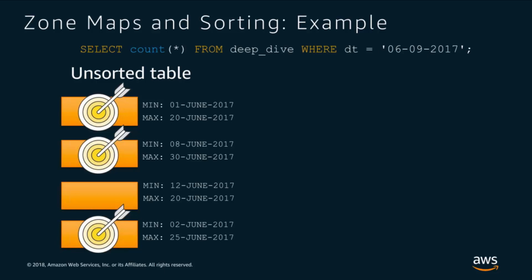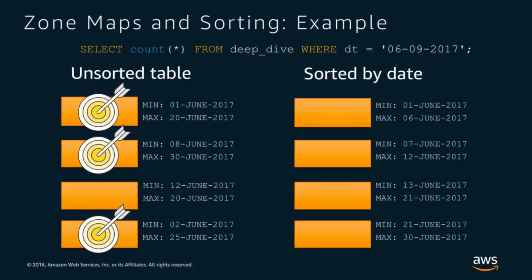Now, if we sorted this same table by the date, we would have zone maps that went completely in sequential order, like this, and we know exactly that we only need to read just this one block off disk, and we've effectively pruned out more data and decreased I/O.